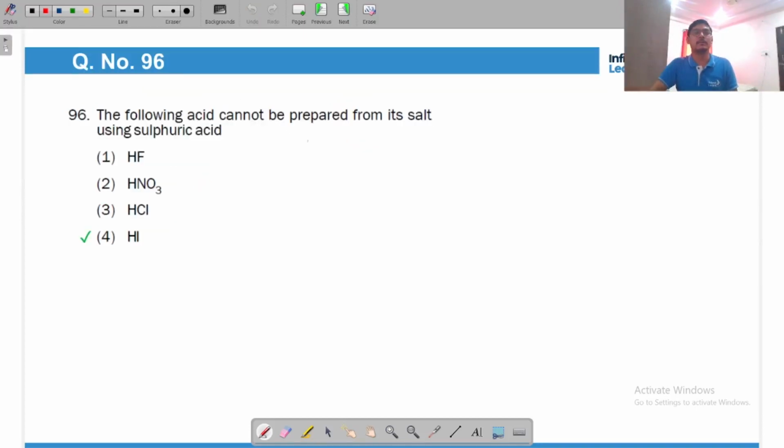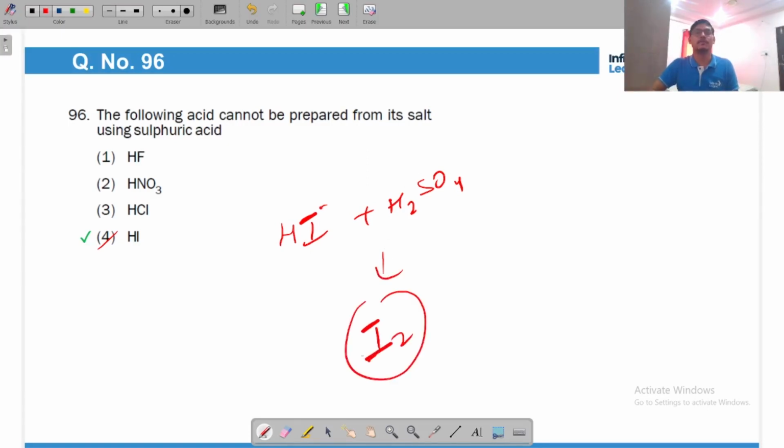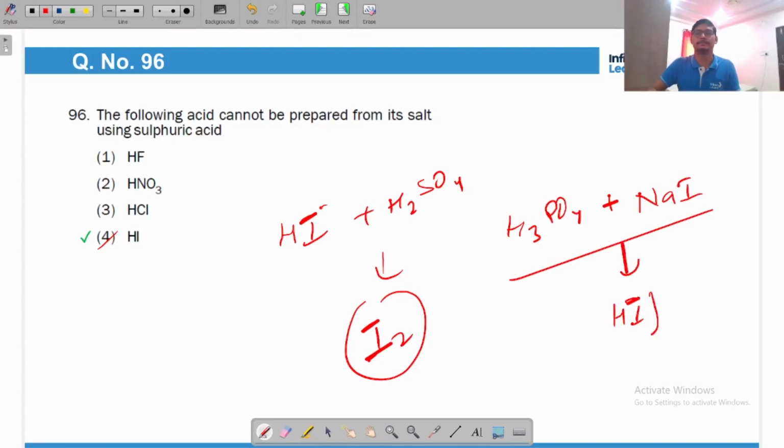The following acid cannot be prepared from its salt using sulfuric acid: HI, because when you try to react HI's salt with sulfuric acid, now remember sulfuric acid is a moderately strong oxidizing agent. It oxidizes iodide into iodine. So if you want to prepare HI in situ, you react H3PO4 with any salt of iodide, right? So H3PO4 will generate HI in situ.